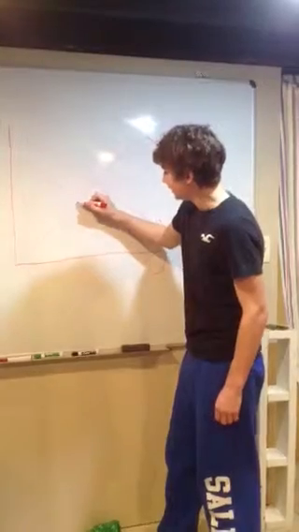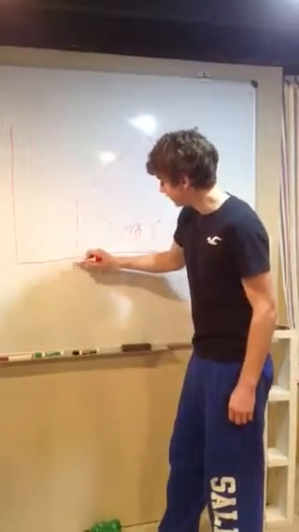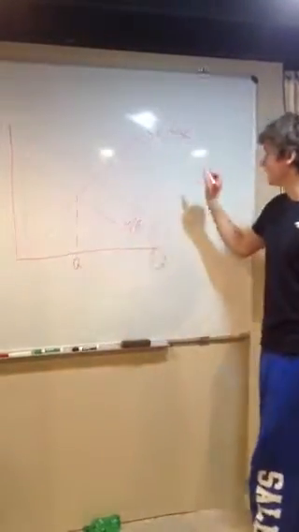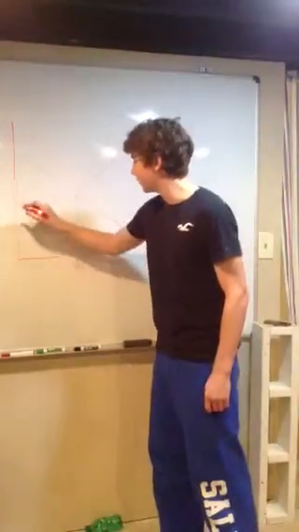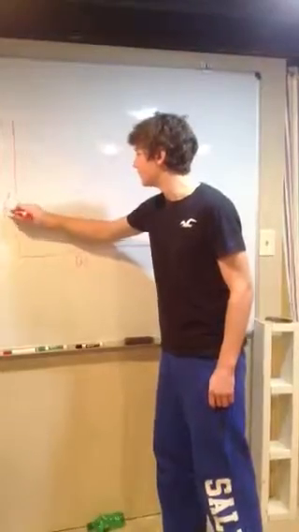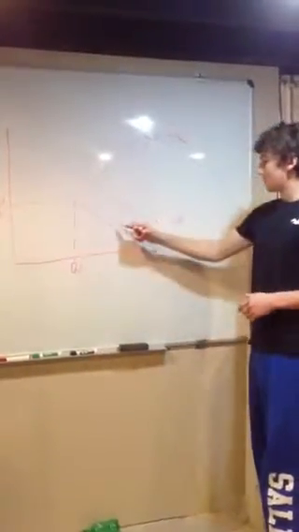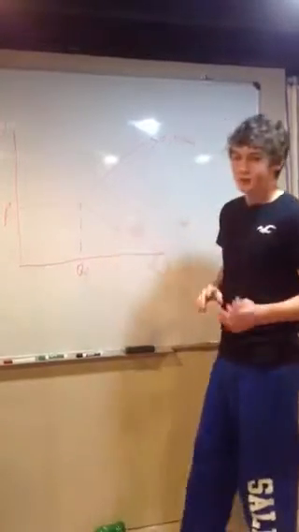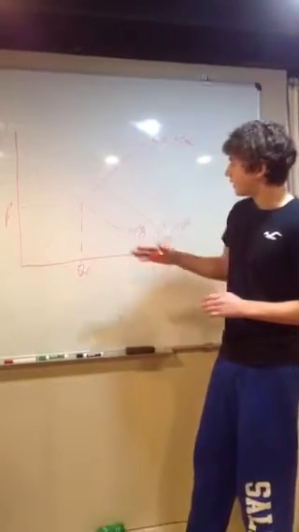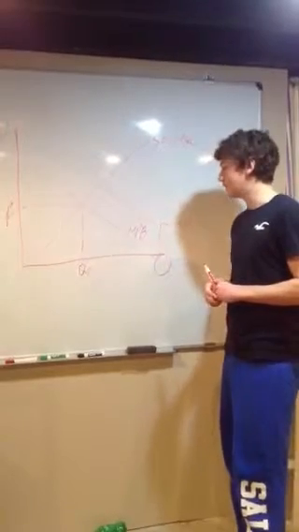Because right here, where MPB intersects MSC, label it QP and label the price PP. Now, this is where society would operate if the government didn't intervene. But we're under-allocating our resources.